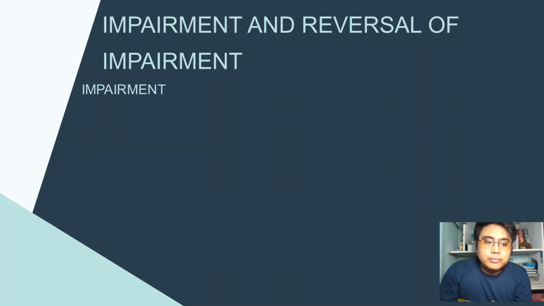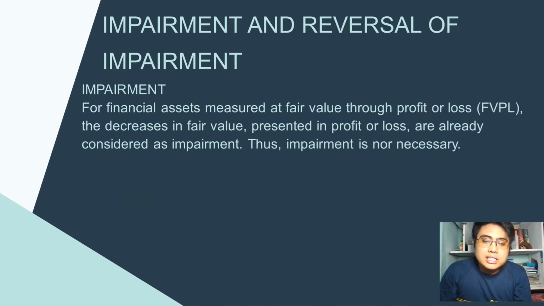And take note, impairment does not apply to investments at fair value through profit or loss, because yung pagbaba at pagtaas ng fair value which is presented in profit or loss are already considered as impairment. That is in accordance with PFRS 9. Thus, impairment is not necessary. So, ibig sabihin, impairment as well as reversal of impairment applies only to FVOCI investment and investments at amortized cost.